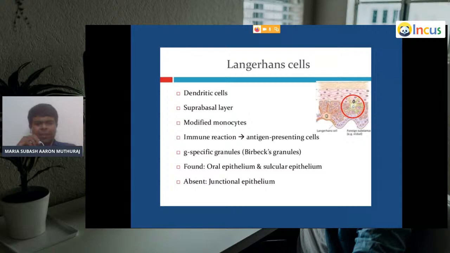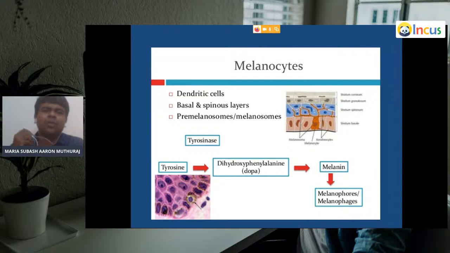Okay, melanocyte. Melanocyte is also a dendritic cell. It is a non-keratinocyte. It is present in the basal layer and spinous layers of the epithelium. Melanin is synthesized in melanosomes or premelanosomes. It is synthesized in melanosomes and stored in melanophages.